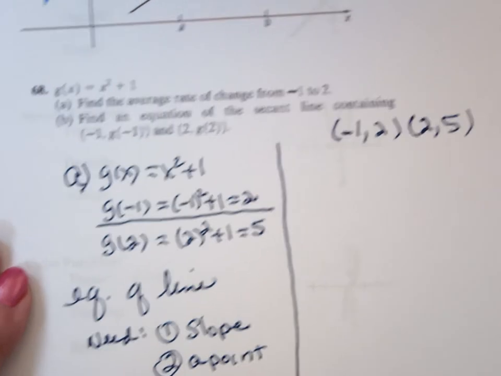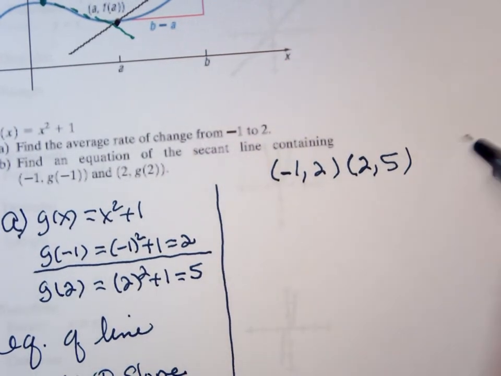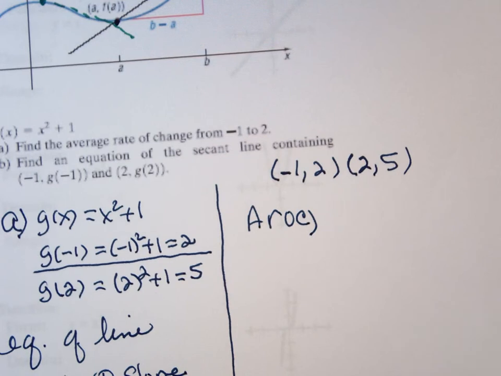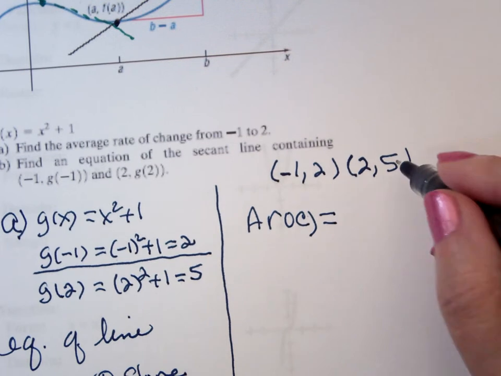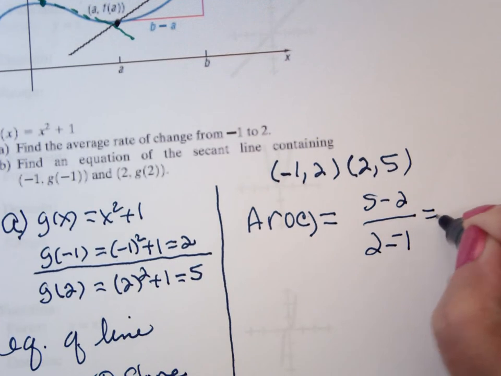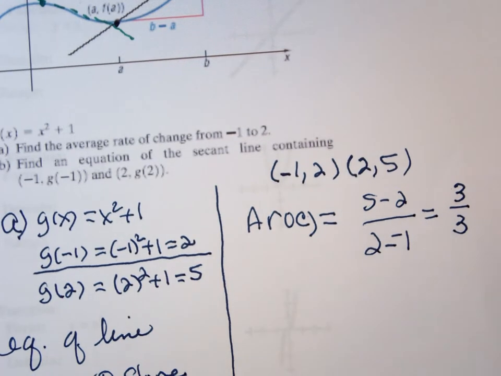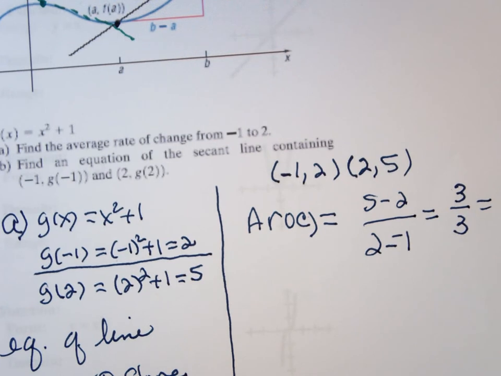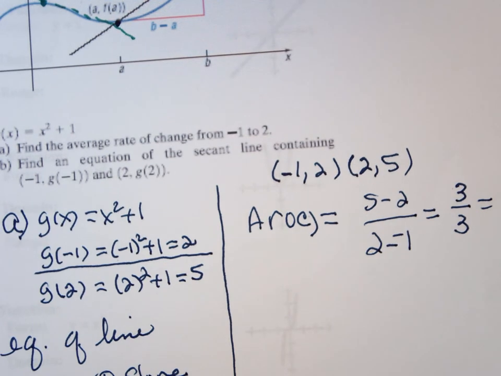So here we go. The first thing I'm going to do is find the average rate of change, which is the slope. AROC equals 5 minus 2 over 2 minus negative 1, which is, oh, is that not so cute? It just hurts. Which is 3 over 3, or 1. So the average rate of change is 1. That means for every 1 unit I go to the right, the graph goes up 1 unit. So it's 1 to 1.